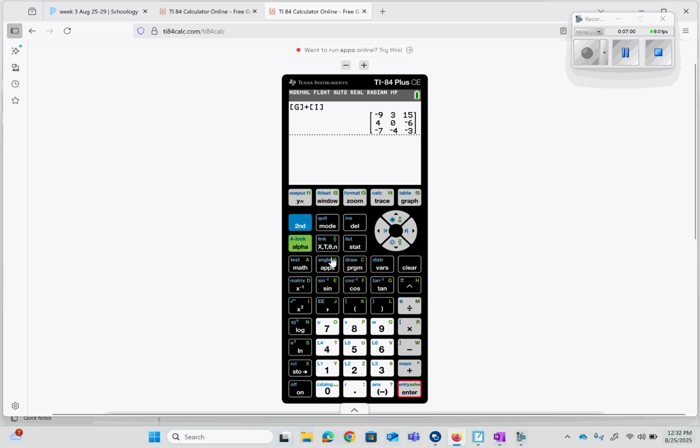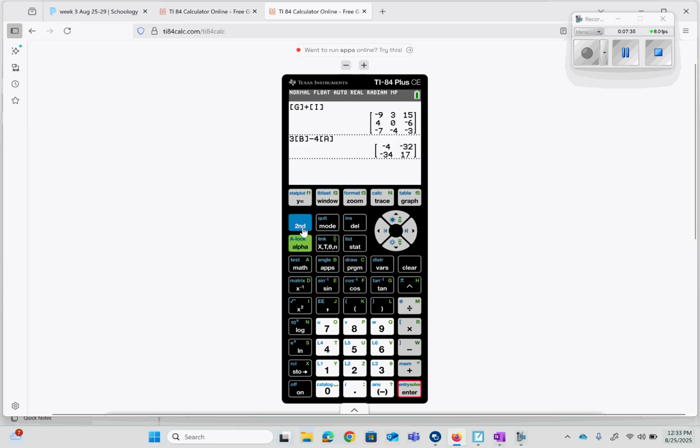So then we have 3B minus 4A. So you go 3 times matrix B. Oops, clear. We're going to go 3, and we're going to go matrix B, which is 2, minus 4A, which is the first one. Do this, and there's your answer. So it multiplies the scalar for you, no problem.